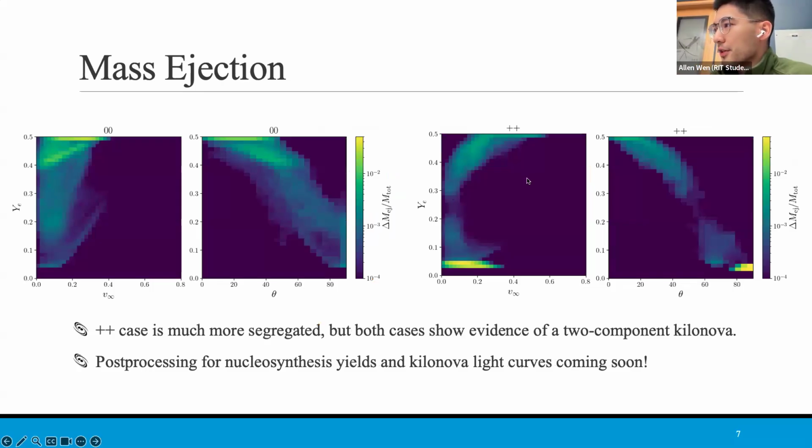If we look at our two-dimensional histograms, we start to see evidence of a two-component kilonova that was associated with GW170817: namely, one component that is very neutron-rich, slow, and ejected in the equatorial plane, and a separate component that is more proton-rich, faster, and preferentially ejected in polar regions, which we associate with the blue kilonova. This segregation is more obvious in the plus case, but you can start to see it in the non-spinning case as well.